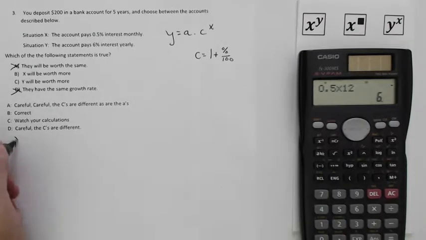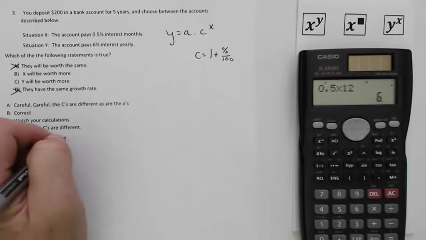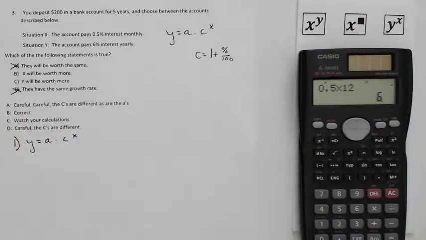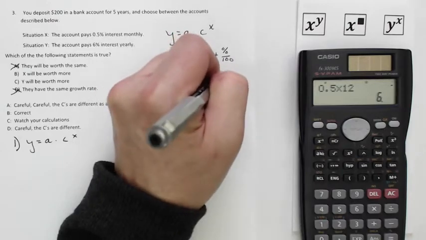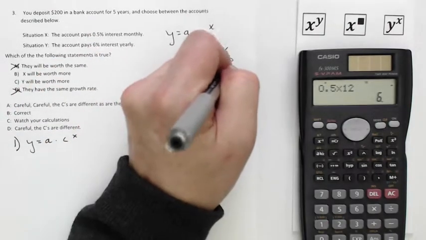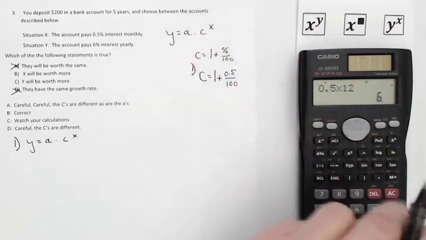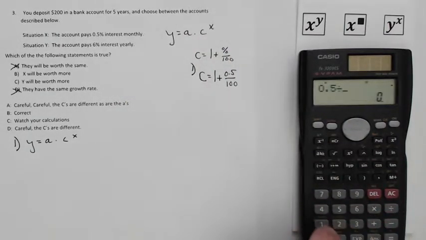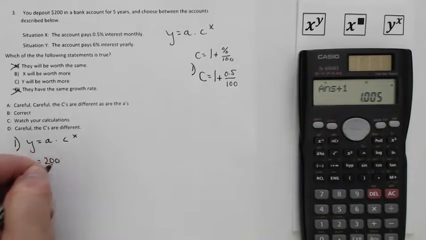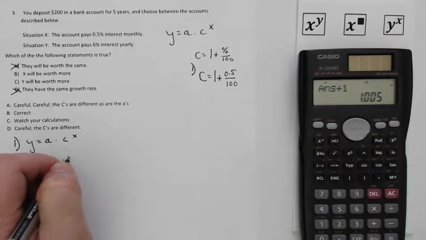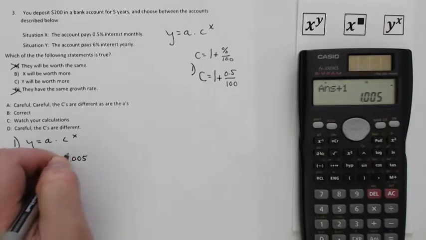So the first thing I'm going to do is build rule 1. Rule 1, which is based on y equals a times c to the power of x, is going to have a c, and the c will be equal to 1 plus its growth, 0.5 divided by 100. So 0.5 divided by 100, plus 1, you're going to get 1.005. The starting amount is $200 for both. So 200 times 1.005, put that in brackets.